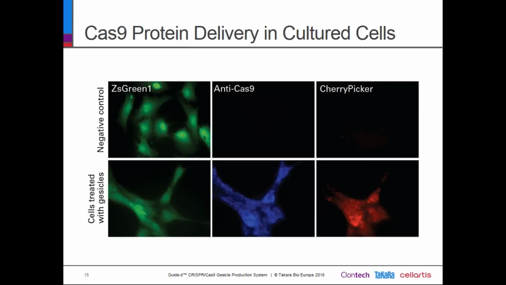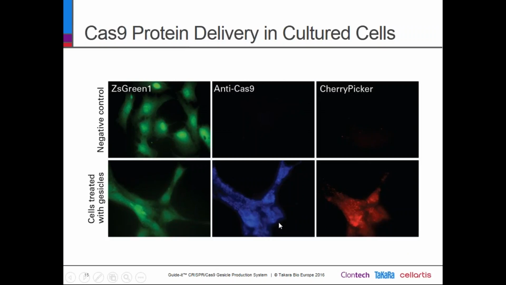Another way to check for the presence of Cas9 is, of course, to check your target cells after delivery. And again, you can use our Cas9 antibody for Cas9 labeling or immunostaining. Here's just an example in RPE cells where you can see Cas9 which is present after Gesicle delivery. You can also see the red fluorescence here of the cherry picker protein.